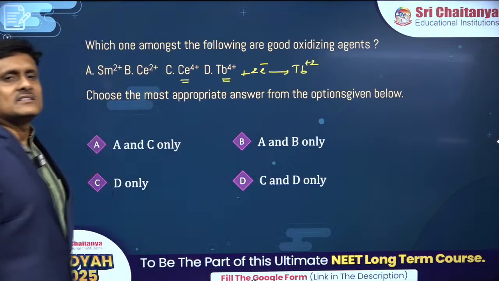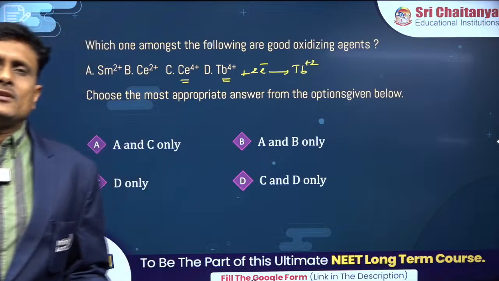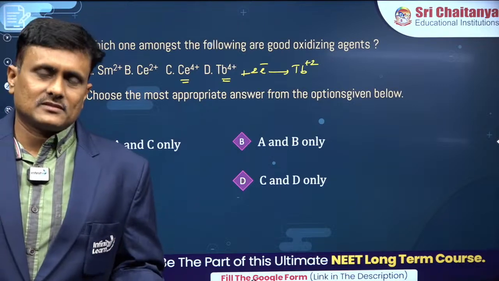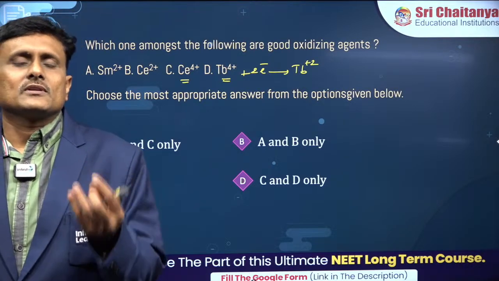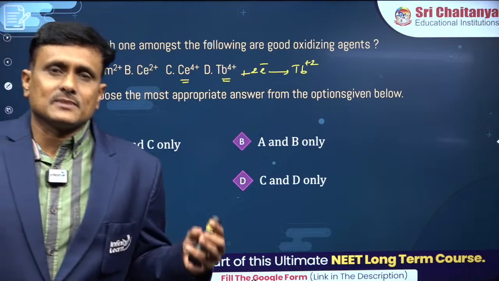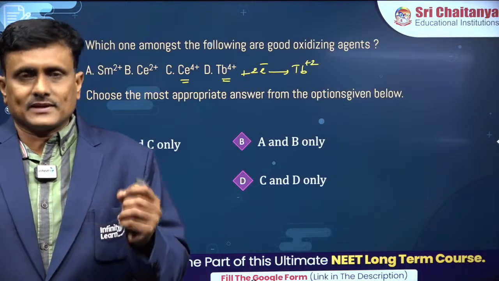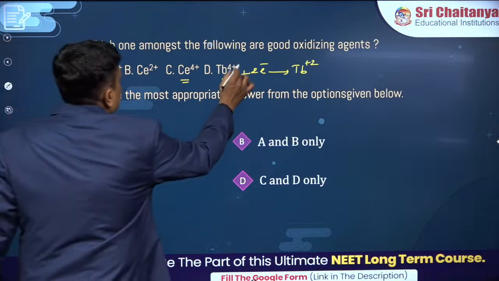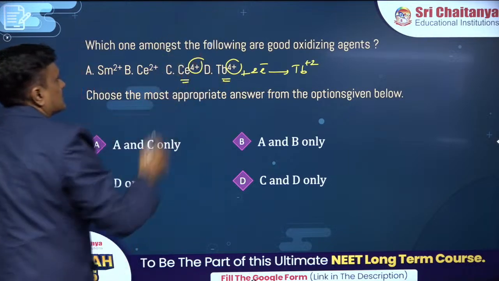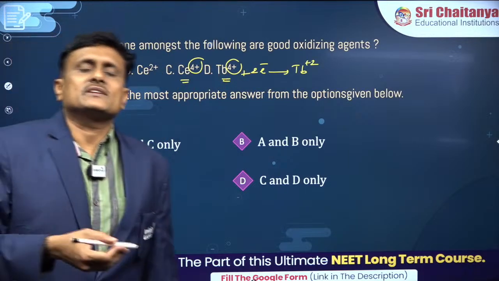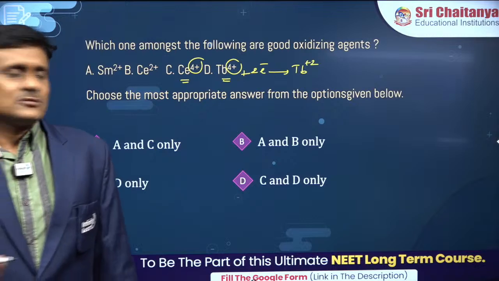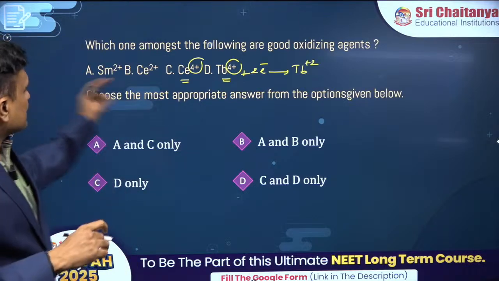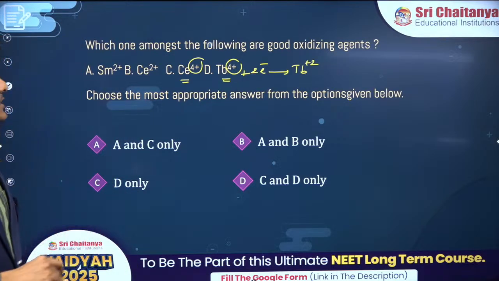So when you take the last elements or the F block elements, you know that the lower oxidation states are stable because of inert pair effect. And you can see moreover that these two elements are having +4 oxidation states. So they only have the tendency to take the electrons. So obvious that among the given options, C and D should be the stronger oxidizing agent.